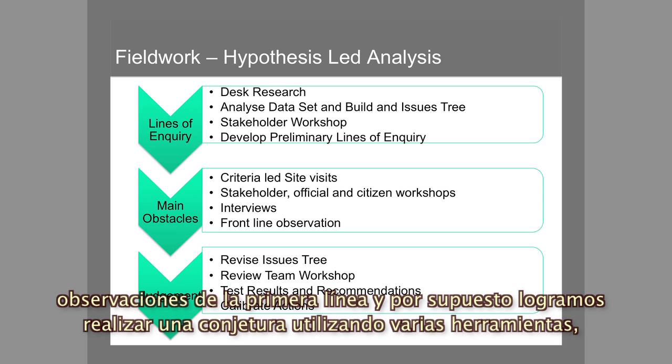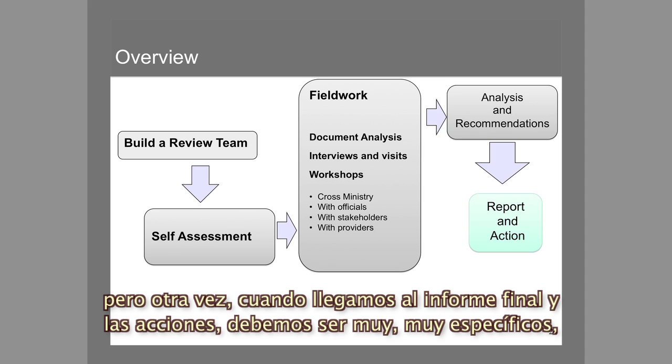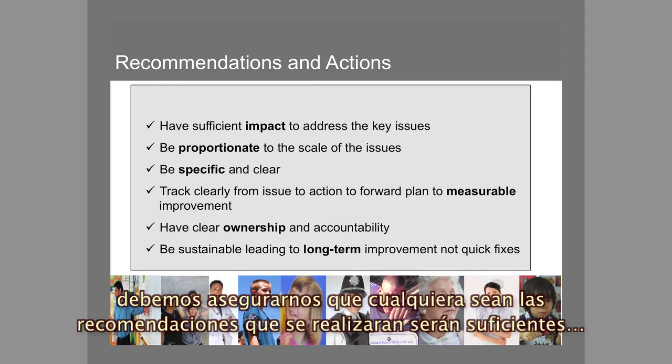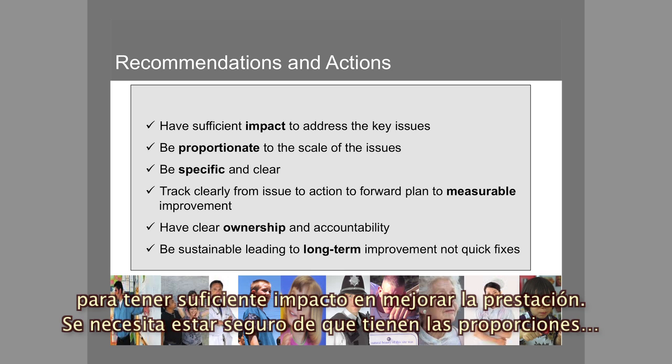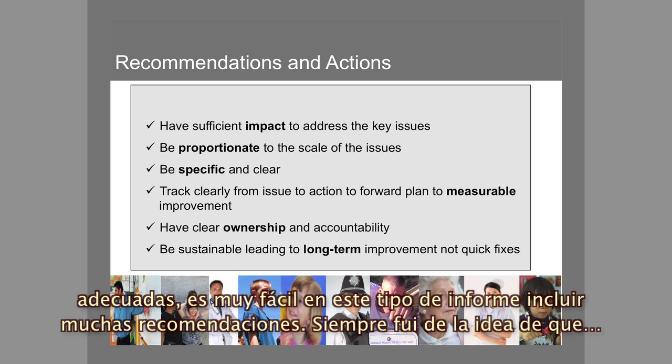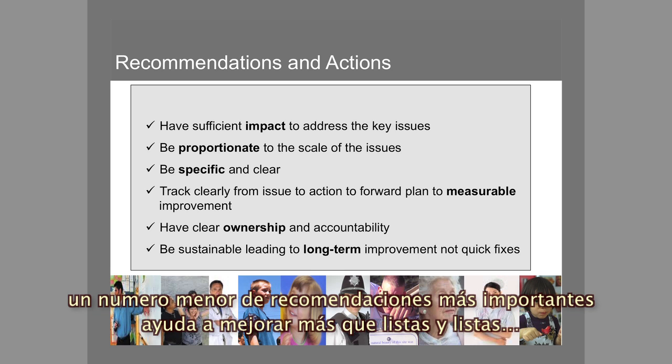But again, when we get to the final report and actions, you need to be very, very specific. You need to ensure that whatever recommendations you're making will be enough to have sufficient impact on improving the delivery. You need to make sure that they're proportionate. It's very easy in these sorts of reports to come up with lots of recommendations. I was always of the view that a fewer number of more important recommendations were more likely to make progress than lists and lists of recommendations and actions.